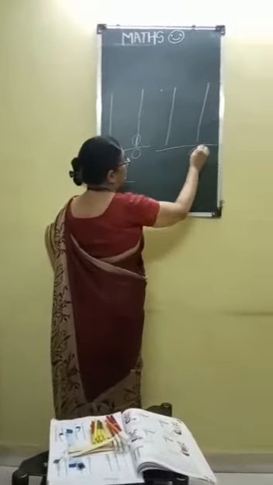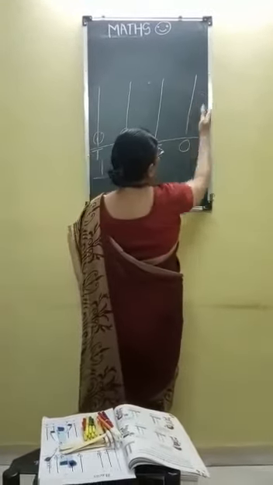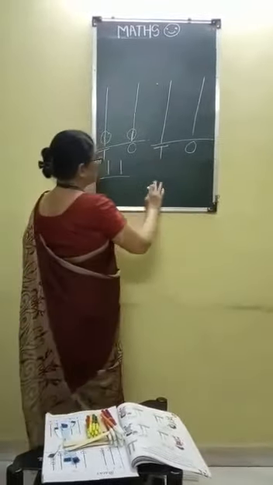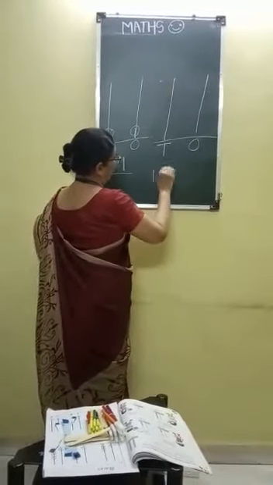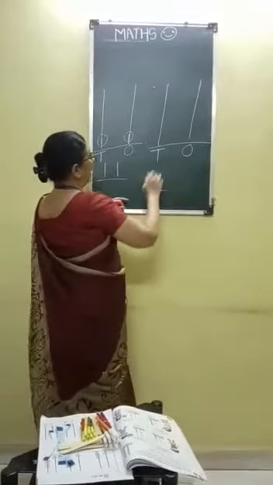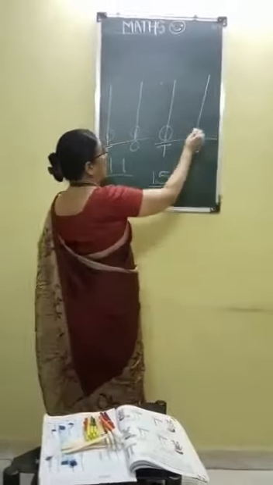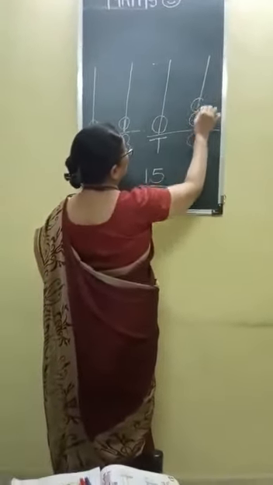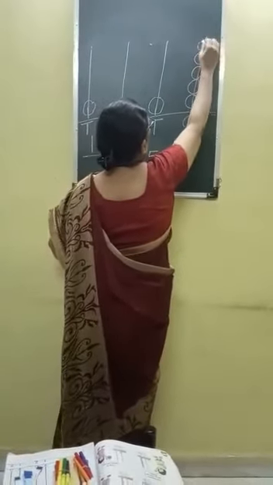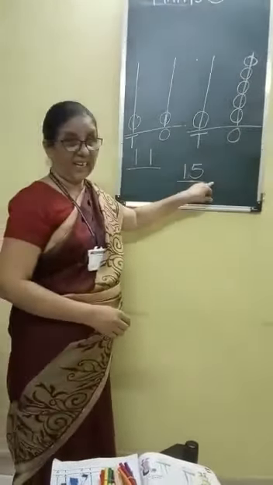This is the ones place. This is the tens place. Right hand side, ones place. Left hand side, tens place. Suppose I write number 15. How are you going to do it on the abacus? So 1 ten means 1 bead. 5 ones means 5 beads. 1, 2, 3, 4 and 5. So, this is number 15.